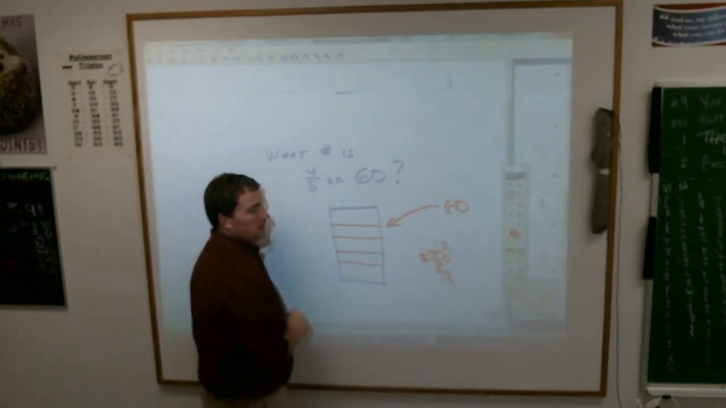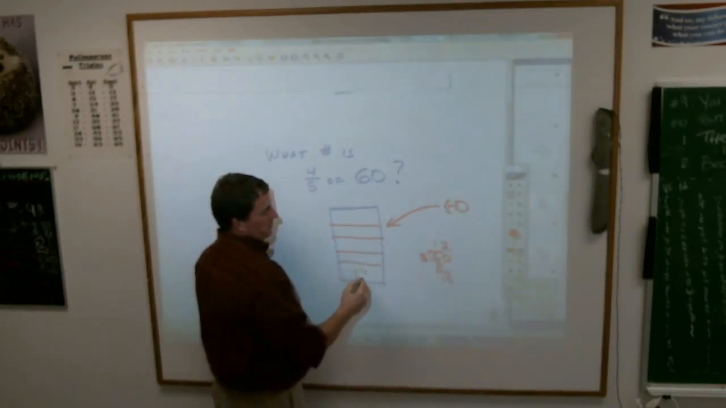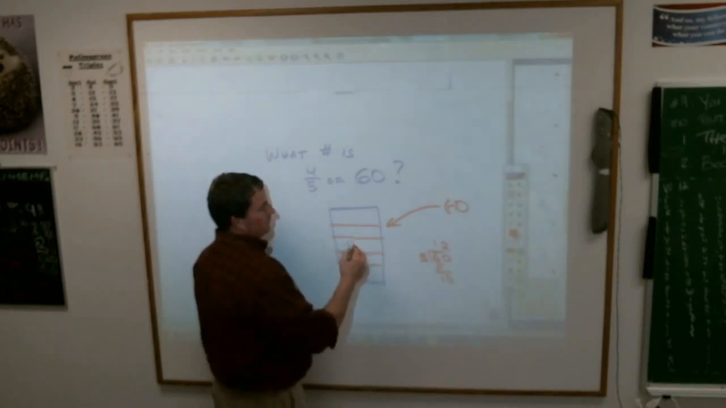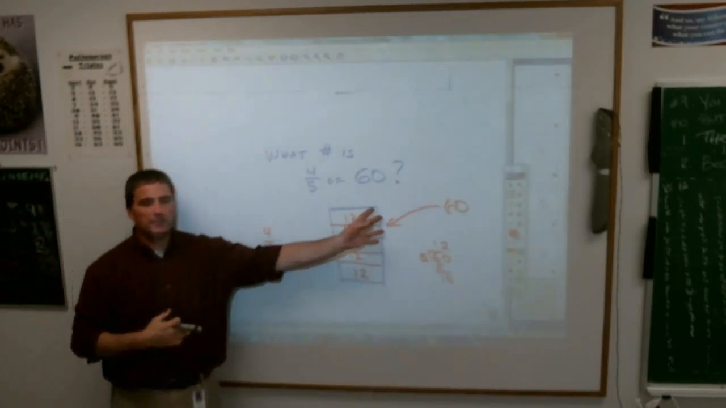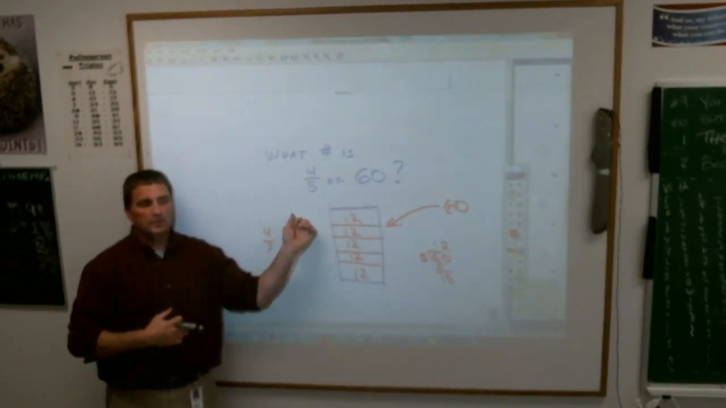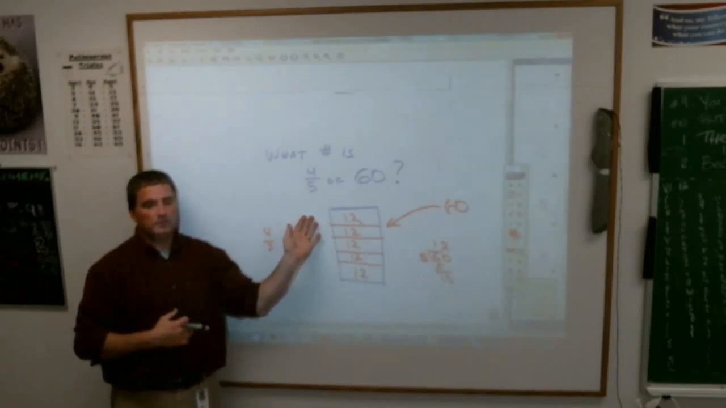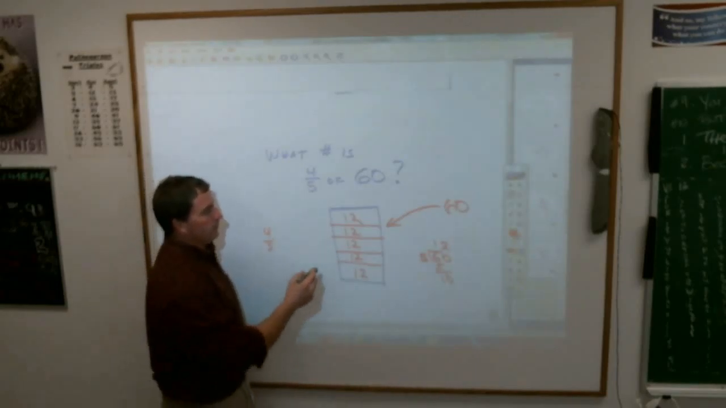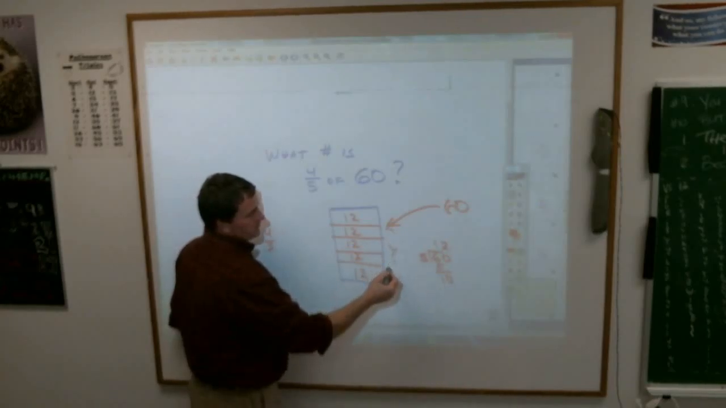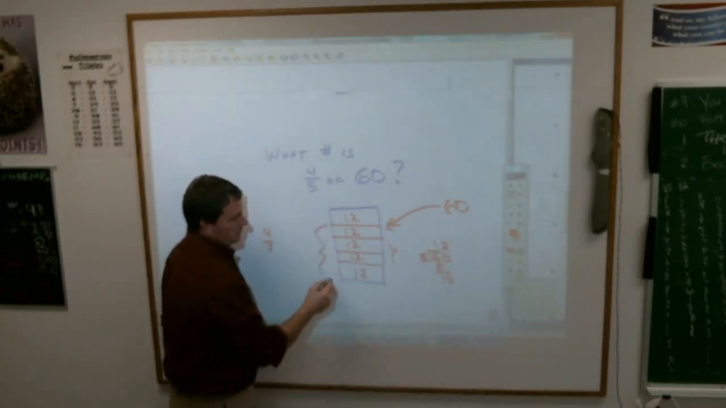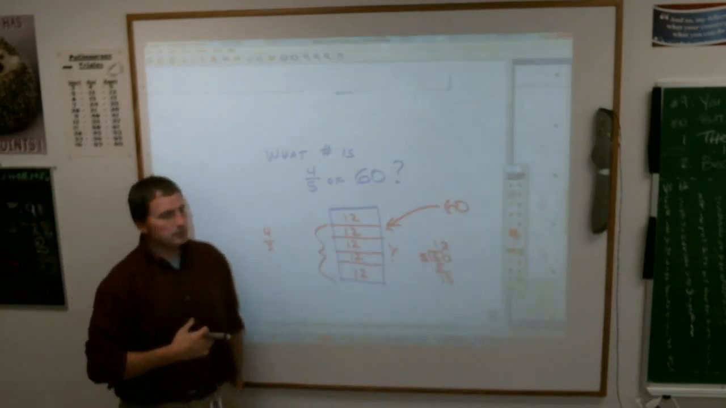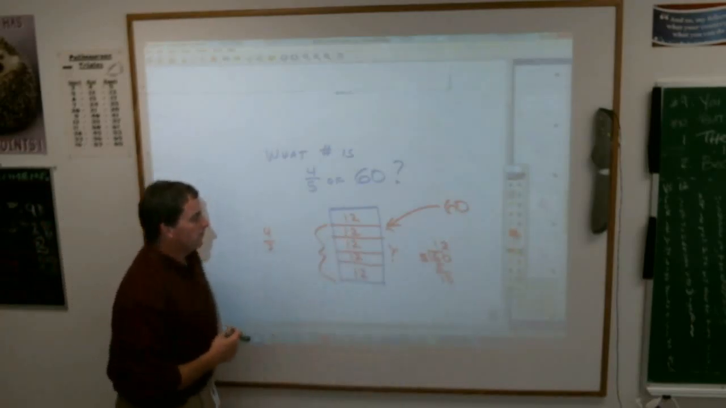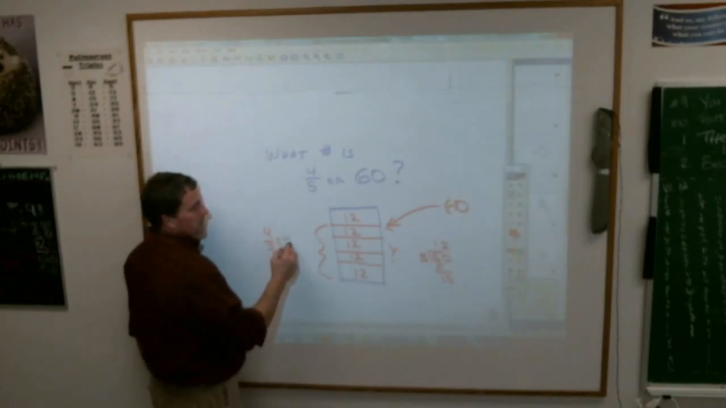12. Each piece is worth 12. What is 4/5 of 60? Riley, you have 4 of those 5 pieces. 4/5 is, 46, close. 48. 4/5 is 48.